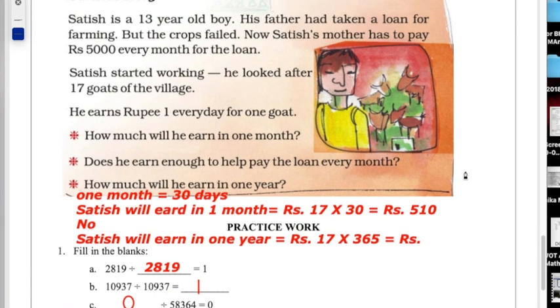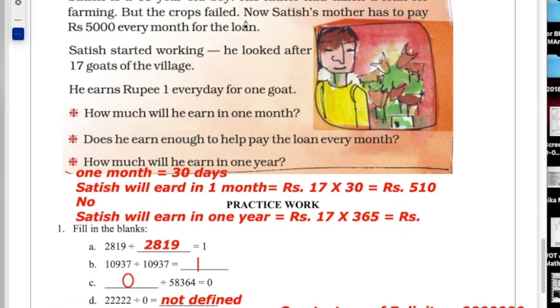Now the next one, Satish's story. Satish is a 13-year-old boy. His father had taken a loan for farming, but the crops failed.